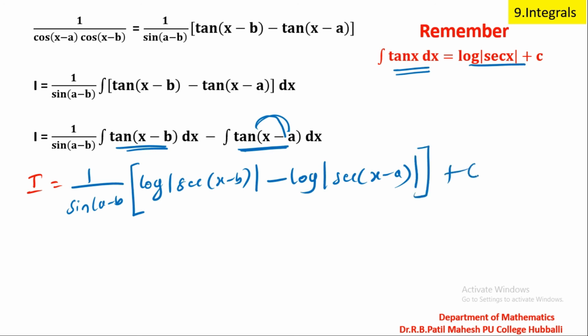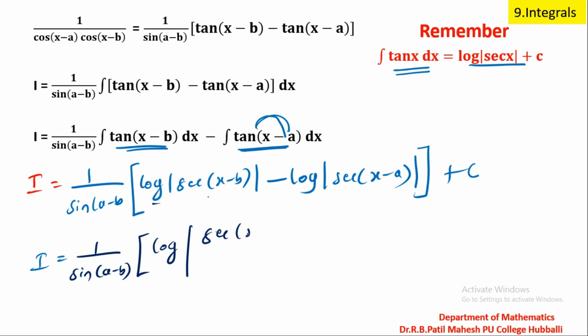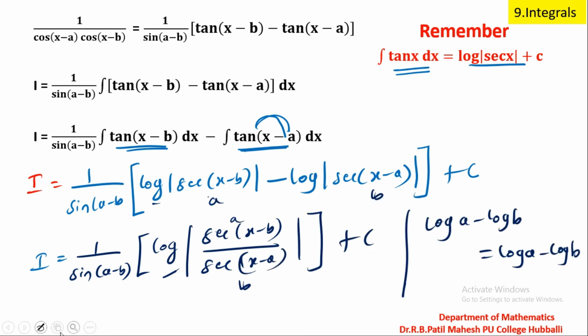So finally, using some log properties, I can write it in a still more simplified form: 1 upon sin of a minus b, log a minus log b property. So log of a by b, that is sec of x minus b divided by sec of x minus a, using a property of log. Hence this is going to be the solution for the given problem.